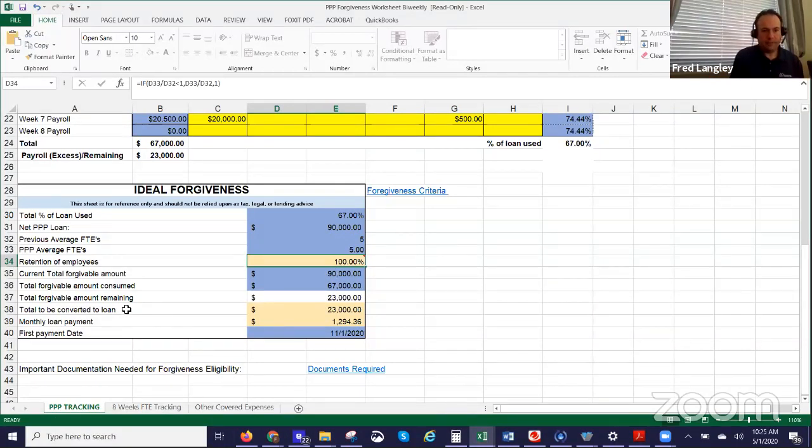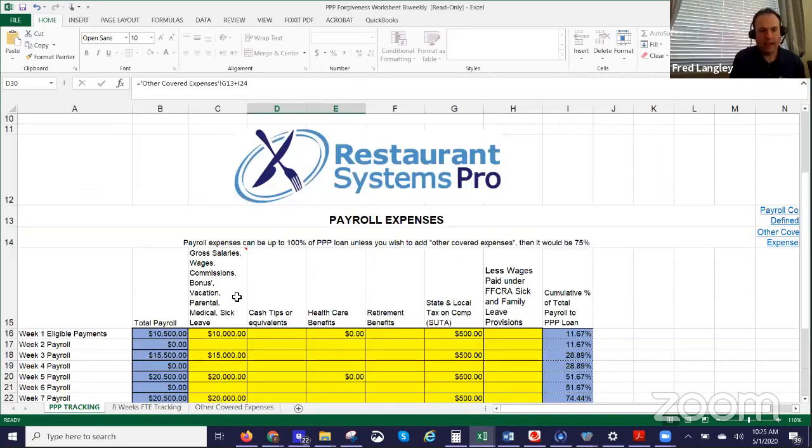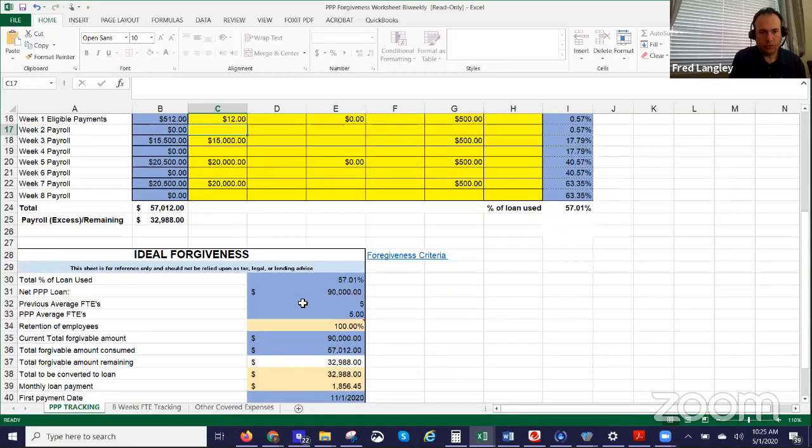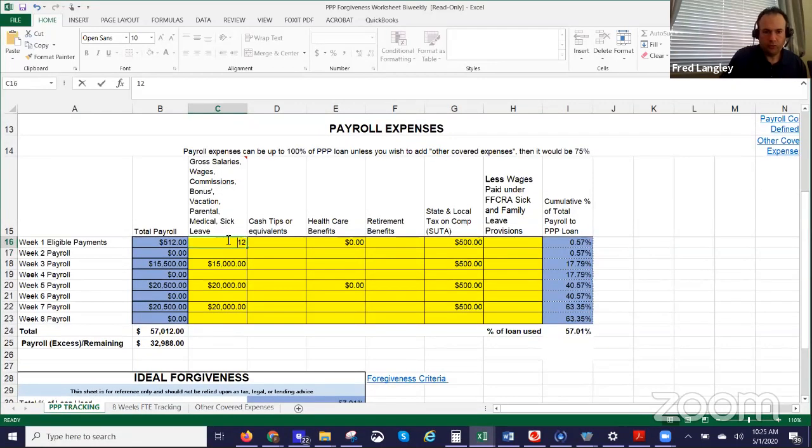One of the problems is here, like we have this total forgivable amount. So this 23,000 would be left over, and I have to get to 75% here. So I'd have to up my payroll here to, let's see, $12,000.